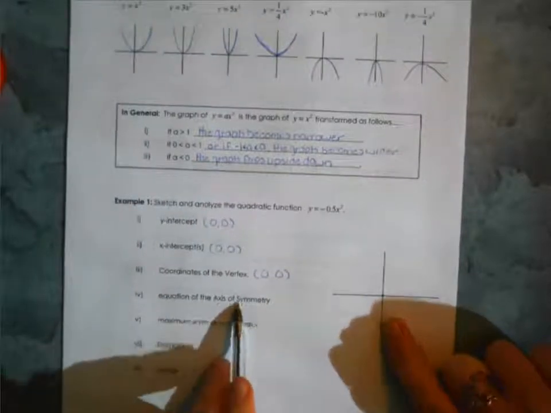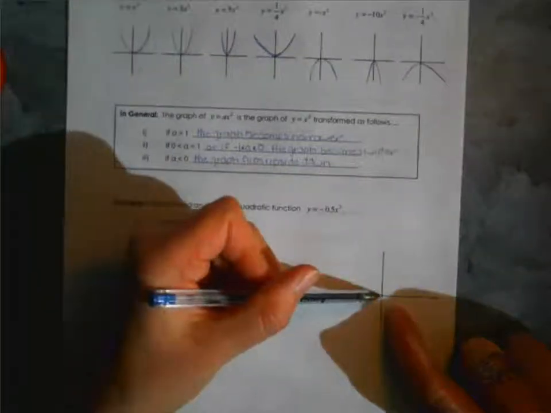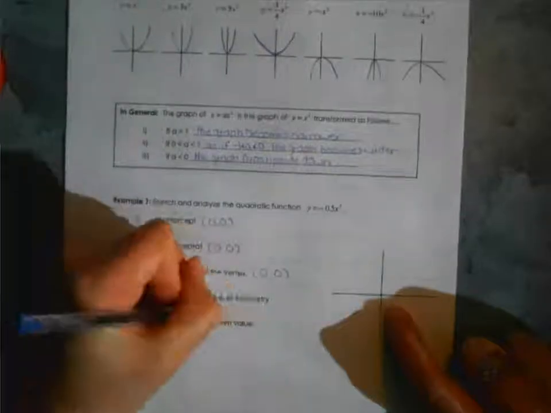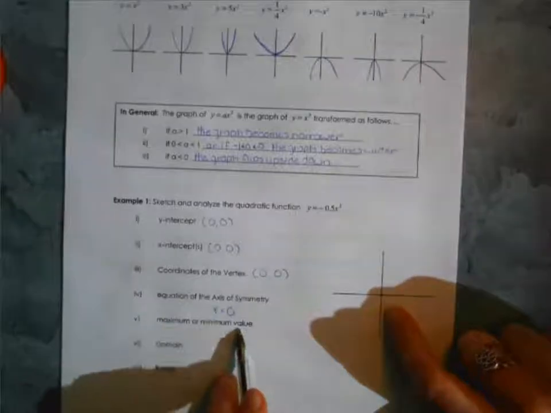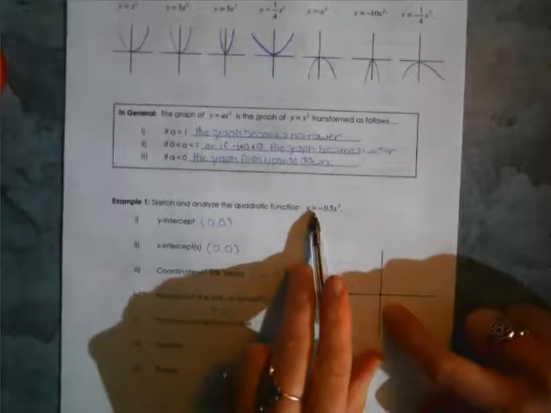And what would be the equation of the axis of symmetry? Well, with this graph, if our vertex is on 0, then we can say the axis of symmetry is going to be x equals 0. Do we have a maximum or minimum value? This is where we need to start looking at sketching the graph to figure this out.